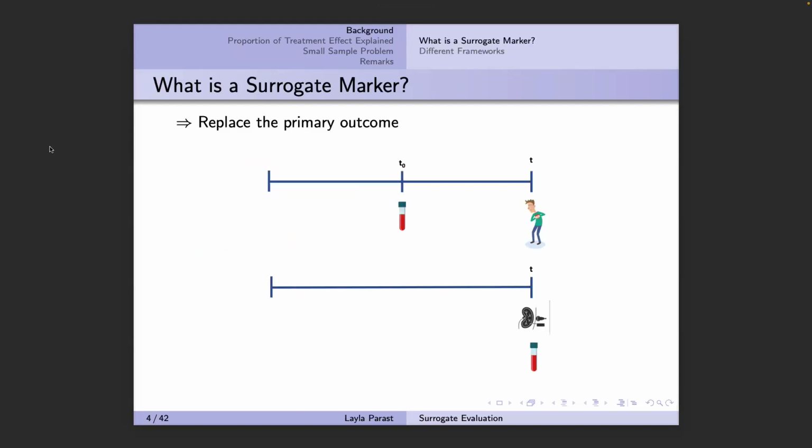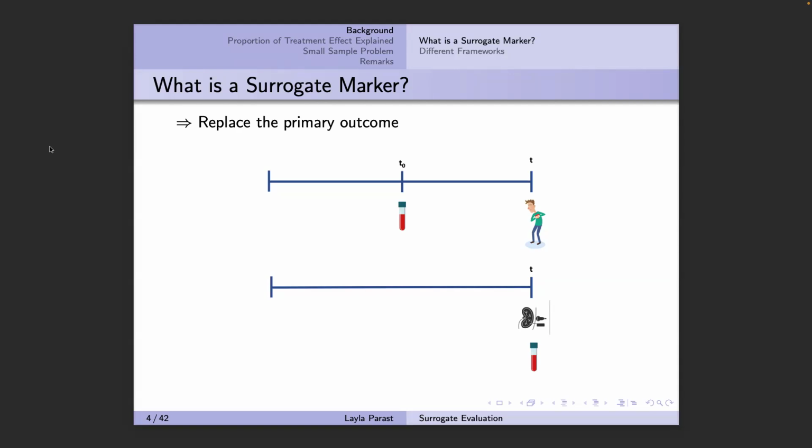Okay, so what is a surrogate marker? A surrogate marker is something that you can use to replace a primary outcome when you're testing for treatment effect. Pretty straightforward. So in the first example, we have a primary outcome such as a heart attack that might take a long time to observe. This is a clinical trial where you're randomizing patients at baseline to some treatment or intervention, and you're watching them until they have a heart attack. This might be 1 year, it might be 5 years, it might be 20 years.